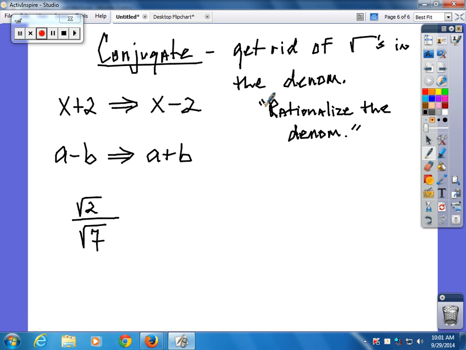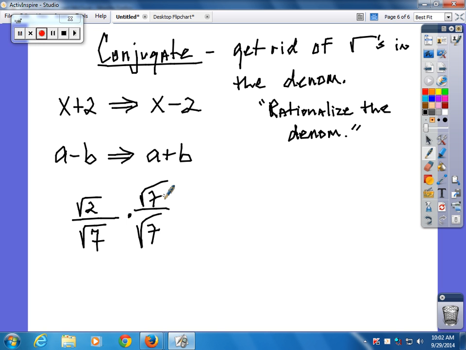So I'm going to multiply. How do you get rid of a radical? Multiply by whatever's there. So I'm going to multiply by the square root of 7. But I can't multiply it just in the denominator. I have to multiply it where? In the numerator. And the square root of 7 over the square root of 7 is mathematically 1. So whatever your denominator is, when it's a single term, you just multiply by that radical. If it was the square root of 2 over square root of 3, then it'd be square root of 3 times square root of 3 over square root of 3.